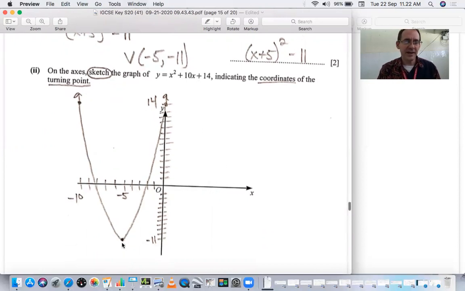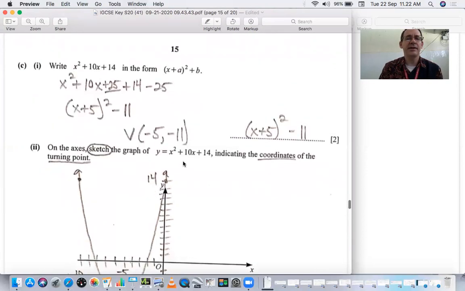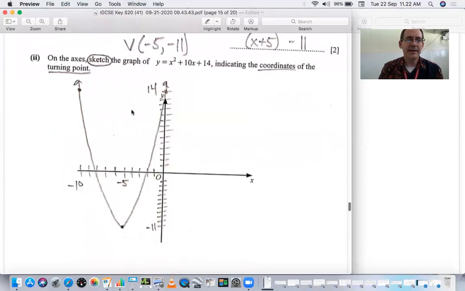Once you have your vertex, then just plug in an easy number. 0 is easy to plug in because you just get 0, 0, 14. And then make it symmetrical over your line of symmetry, which runs right up through the vertex. You're 5 away from the origin, so go 5 on the other side, which will be to negative 10, and it will also be at the 14 mark. So now that you have your 3 key points, just draw your graph through that.